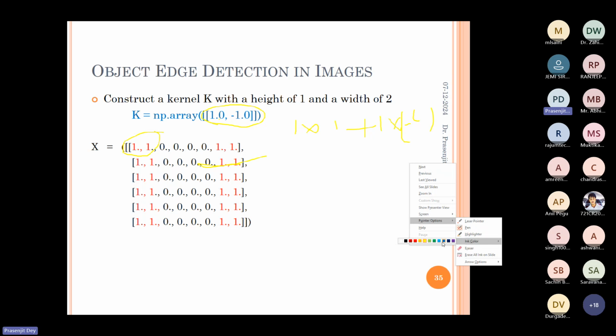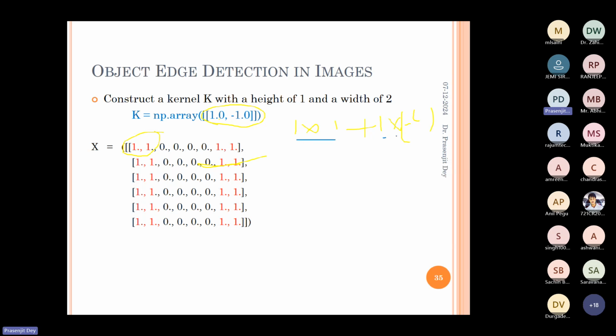So let me use a blue color. In that case, 1 into 1 or 1 into -1, so the output will be 0. So in that case, the corresponding hidden value will be 0. Let me compute this for the second set of image, part of the second region of the image.